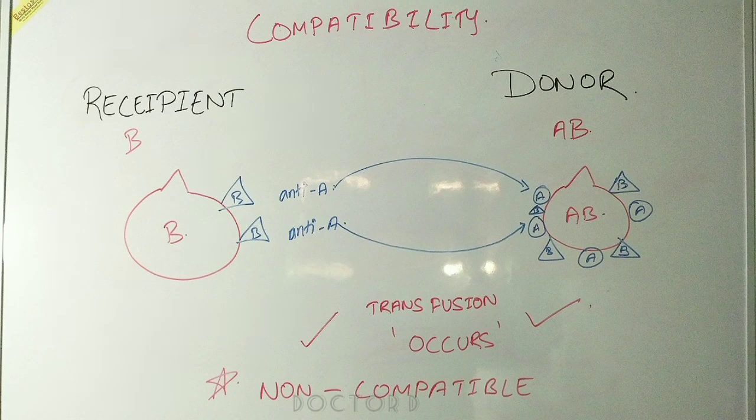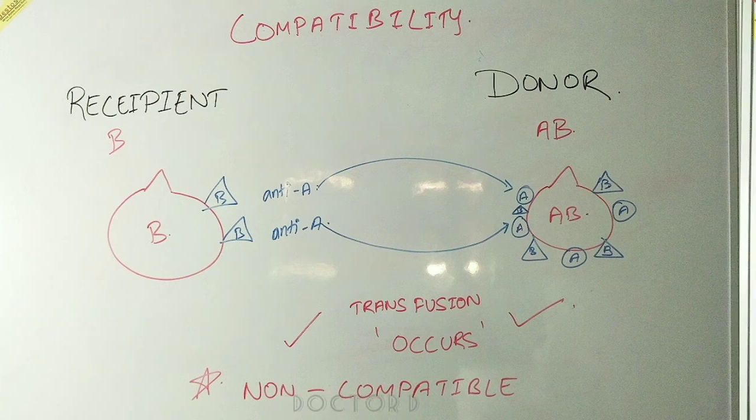Now, let us take an example of blood group AB as the donor and the recipient as blood group B. A person with blood group B has anti-A antibodies in the plasma and the donor with AB blood group has both antigen A and B, represented by blue circles and blue triangles. So the anti-A antibodies present in the plasma will react with the A antigen of the blood group AB. So a transfusion reaction occurs again and the blood group is non-compatible.